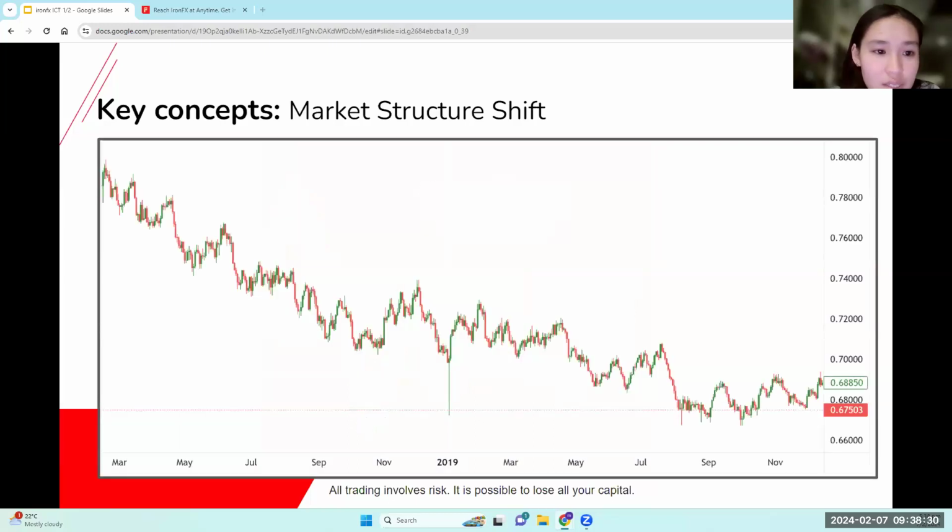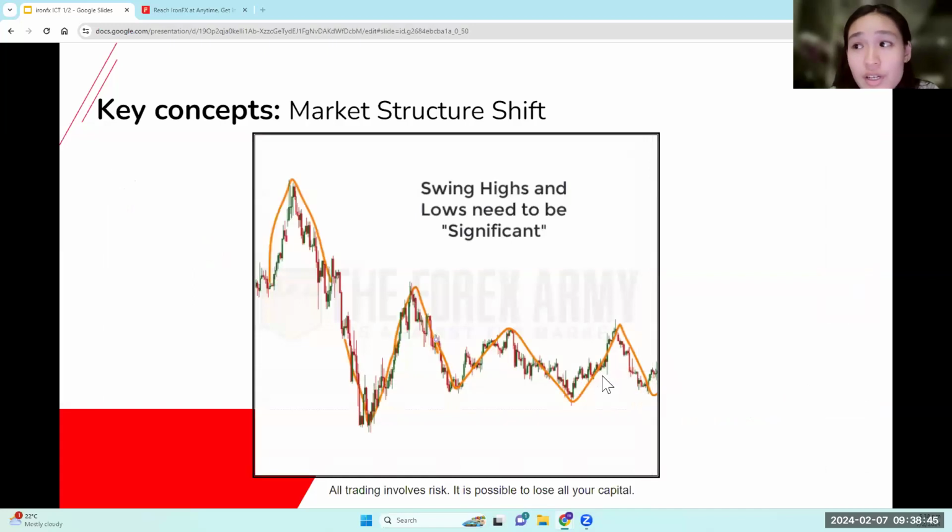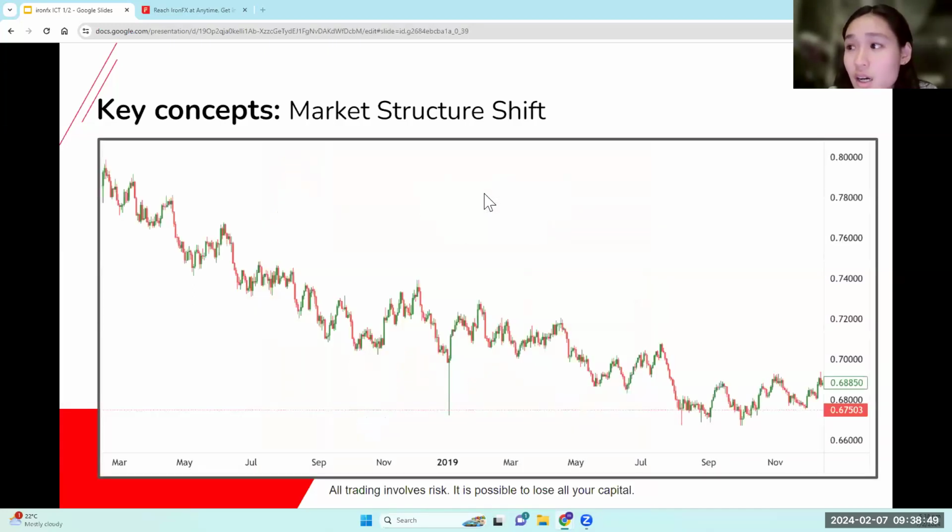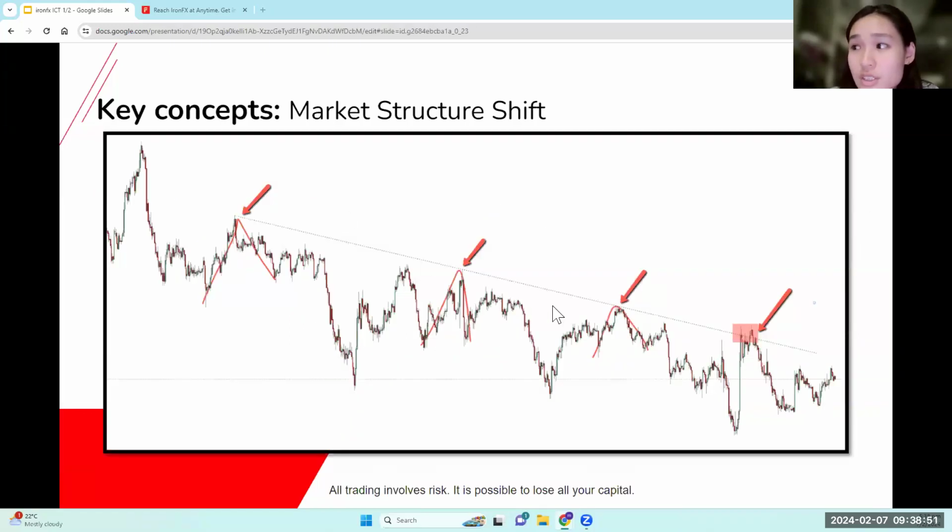If we look at this market structure, it's not as clear, but you can see that it's a very clear downtrend. So that's basically what we're looking for over here. But typically we recommend you look for a market structure that's clearer, something like this, or something like this as well. So it doesn't have to follow a trend line.